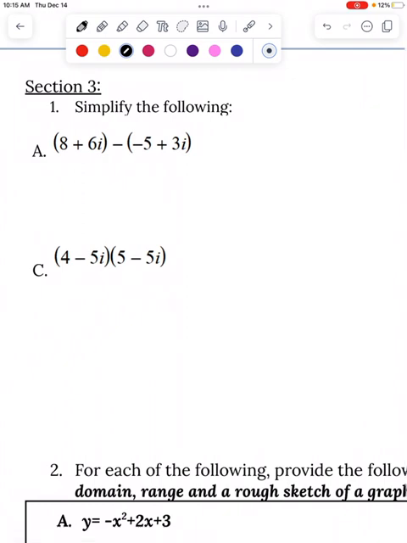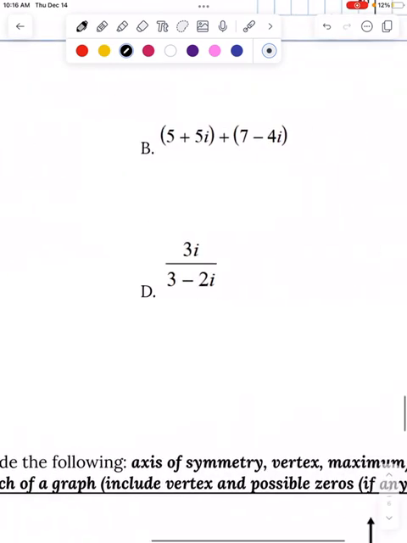If you have a minus sign, make sure you're distributing it. So I'm going to have 8 plus 6i plus 5 minus 3i. And then make sure you combine like terms. So 8 and 5, and then 6 minus 3i, so then we have plus 3i. Bada bing, bada boom. Simple as that.